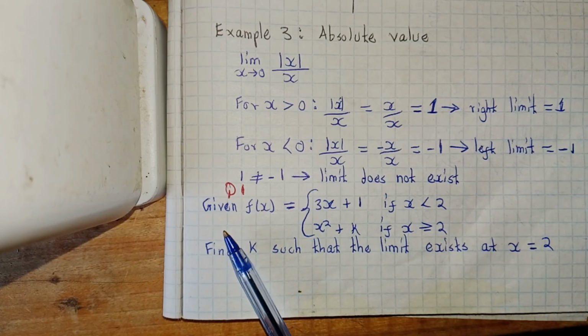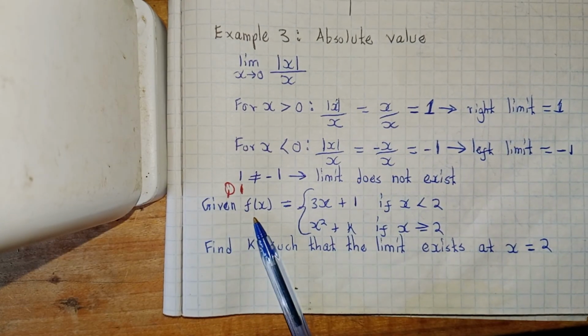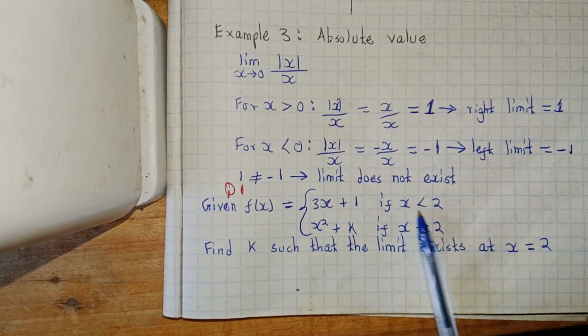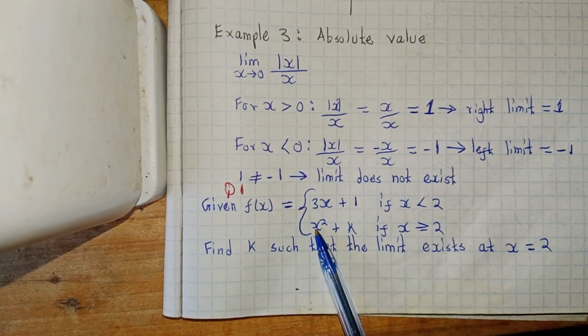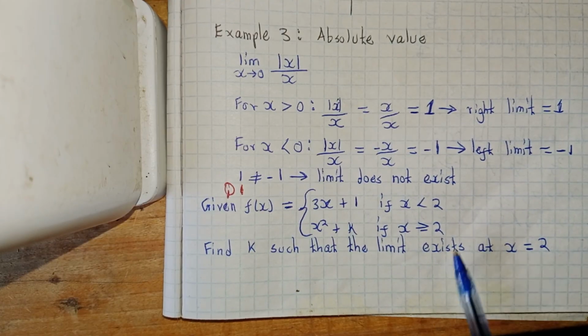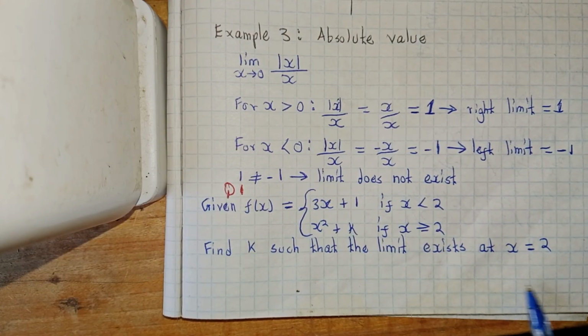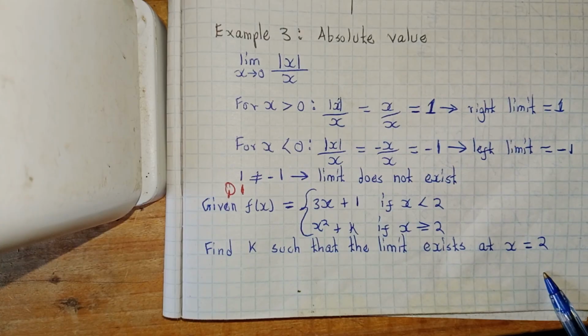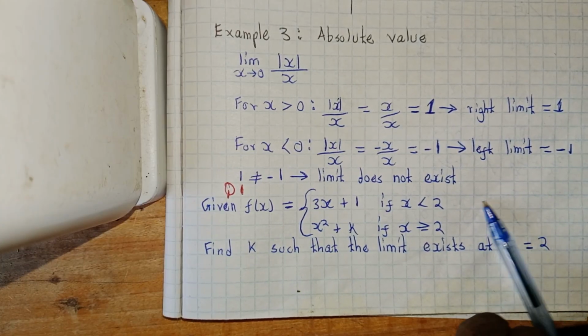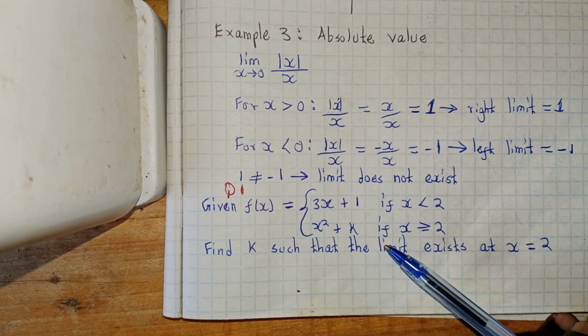Okay, try and attempt this question. Given a function f of x equal to 3x plus 1 if x is less than 2, and x squared plus k if x is greater than or equal to 2, find k such that the limit exists at x equals 2. Try and attempt this question.